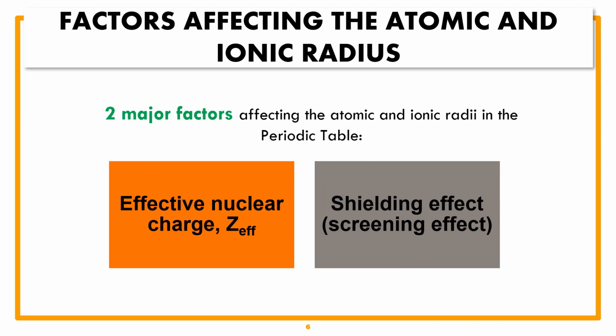In order to discuss the variations of the atomic and ionic radius in the periodic table, we will use these two major factors. They are effective nuclear charge, ZEV, and shielding effect or screening effect. So ini adalah dua major factor yang kita akan guna pakai dalam membincangkan tentang perubahan size of atom and ion in this chapter. But for ionic radius, we will discuss in the next video.